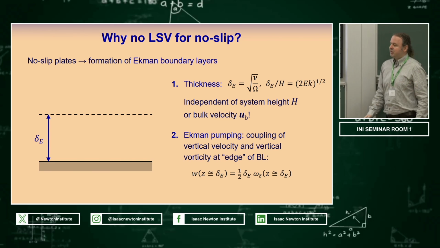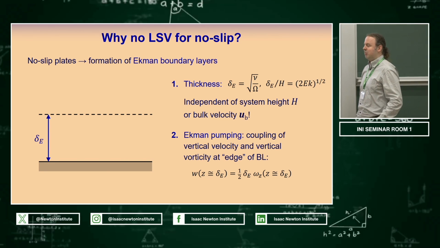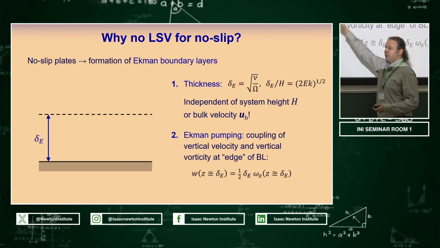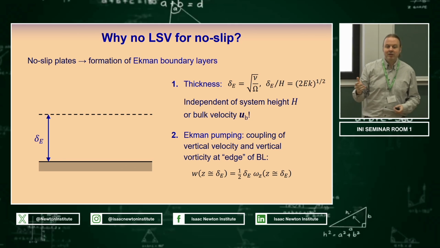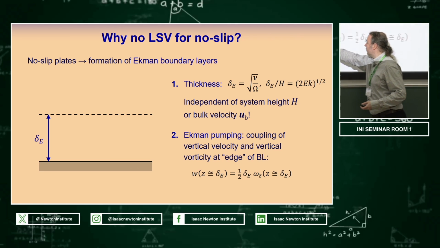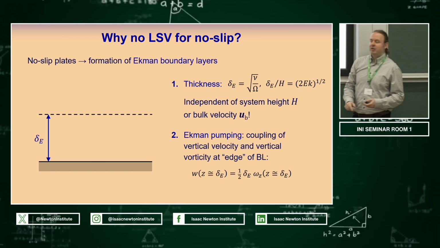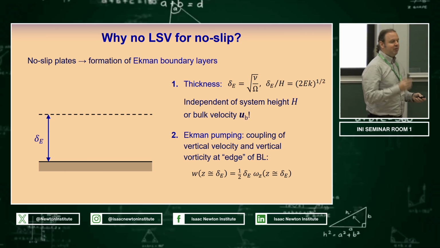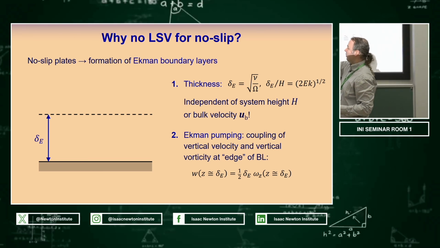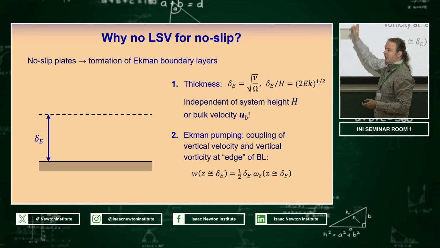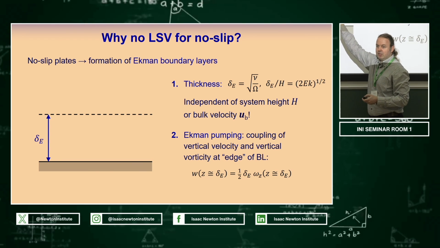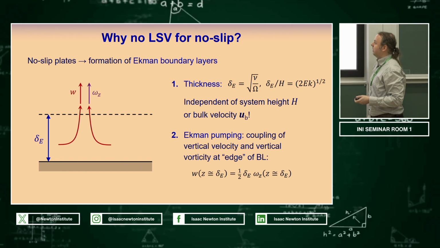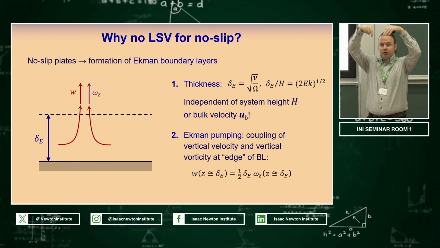And a second key property is the phenomenon of Ekman pumping, as it is typically called. You can solve the equations that describe this boundary layer, and they will show you that there is a direct link between vertical velocity and vertical vorticity, let's say at the edge of the boundary layer, so just above here. Whenever, in this case when we are close to the bottom plate, there's upward velocity, there should also be positive vorticity, and vice versa. So this is schematically shown here, and we can draw similar conclusions for the top plate.